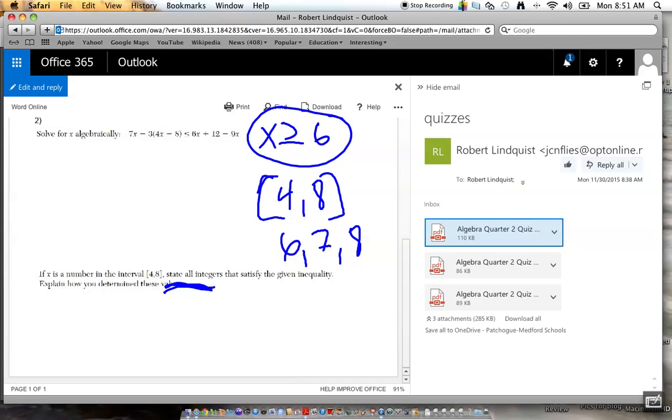So understand again, this means the interval from 4 to 8, and it's all the numbers. It's fractions, decimals, integers, etc. Which ones satisfy this answer, that x is greater than or equal to 6? So the answer is 6, 7, and 8. What if it would have said x is less than 6? What would the answers be then? Just 4 and 5, because I only said less than. If I said less than or equal to, then it would be 4, 5, 6. Okay?